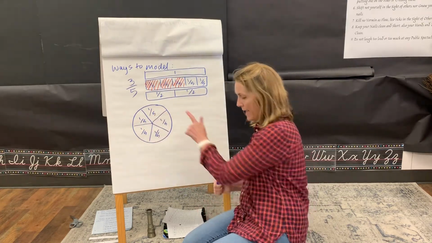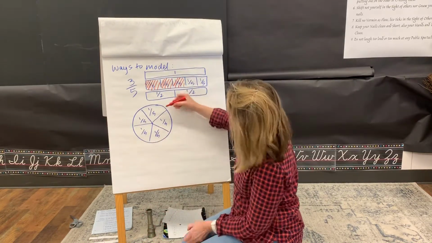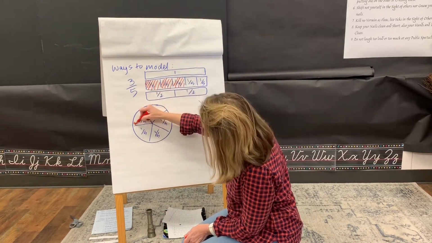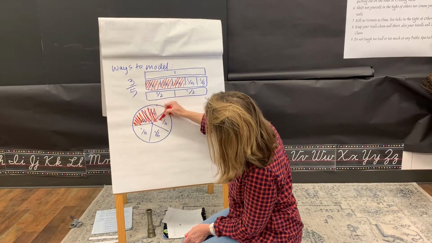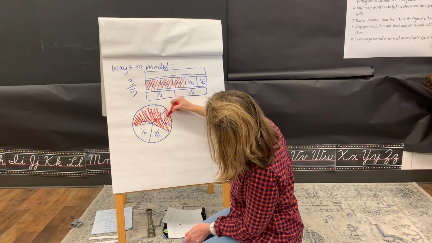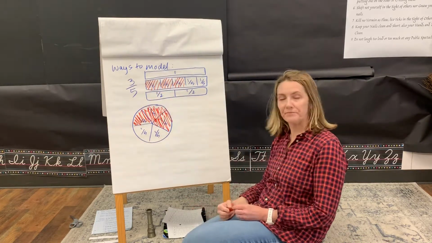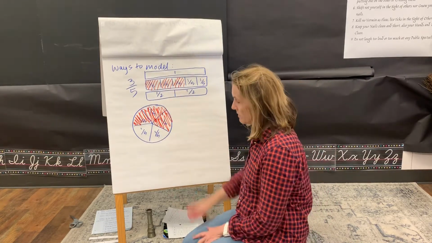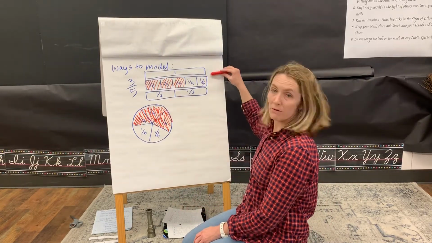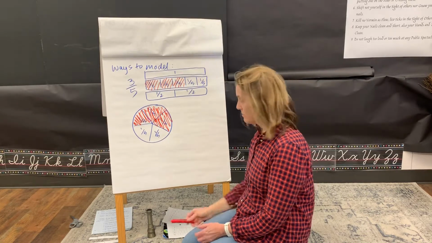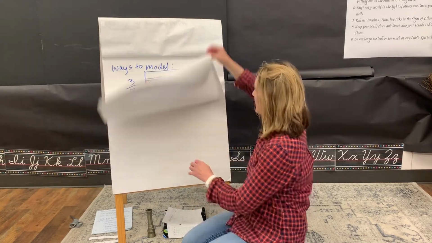So on the pie graph, 3/5 would look like this. So again, you see in a visual sense, it's bigger than 1/2, obviously. So those are some ways to model what it looks like. For the sake of what we're doing this week, we're going to use regular bar models, or I'm going to call them fraction strips. Okay.